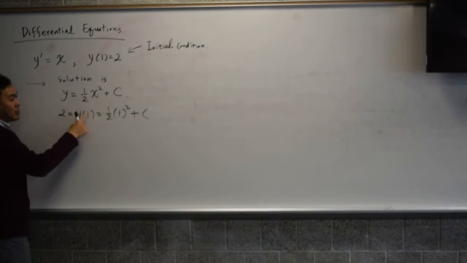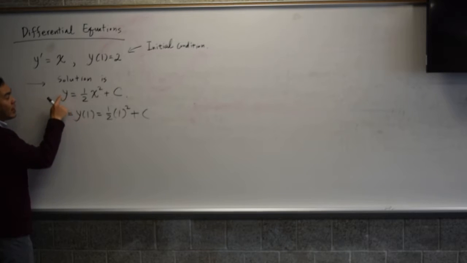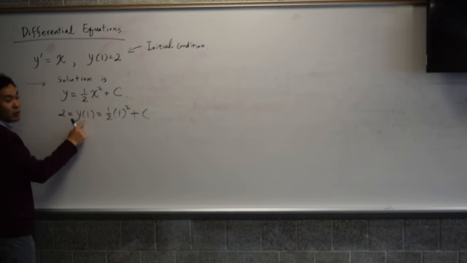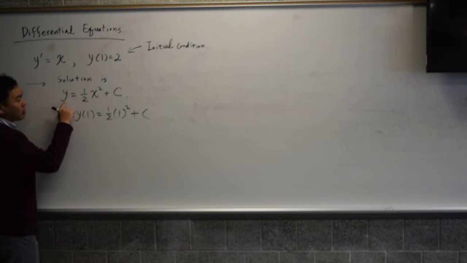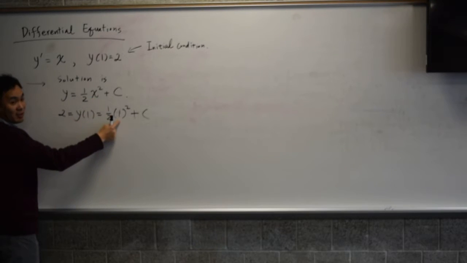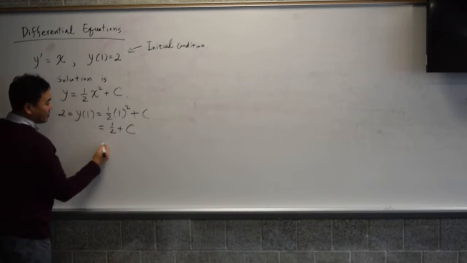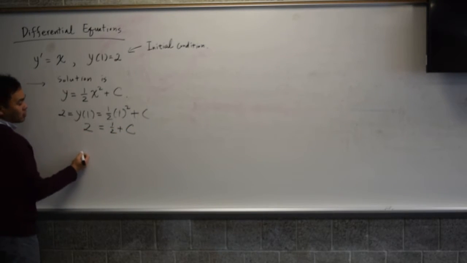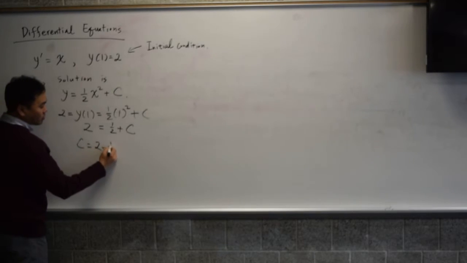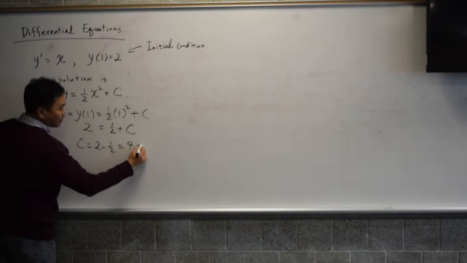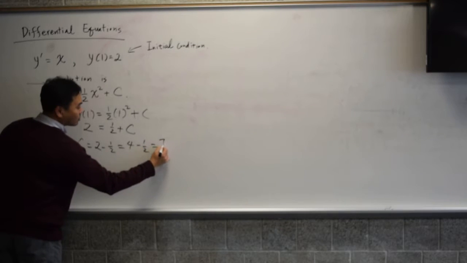If you replace x by 1, see, y is a function of x. So this doesn't mean y times 1. This is y, where as a function of x value is substituted by 1, right? So if you want to know what y of 1 is given this formula, you would replace x by 1. That's what I did over here. And then that's 1/2 plus c, and that has to equal 2. Therefore, c is equal to 2 minus 1/2, which is 4 minus 1/2, which is 7/2.